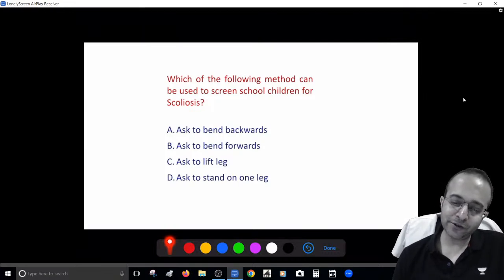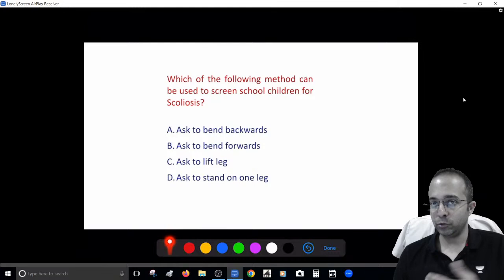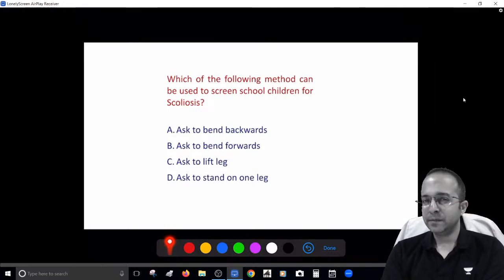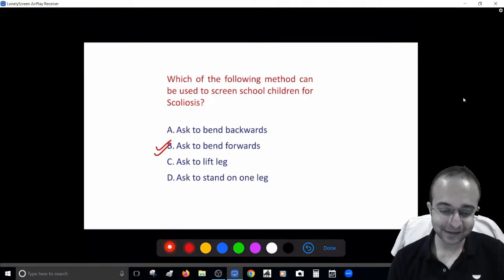So if you have to screen school children for scoliosis, what should you do? What should you ask them to do? Bend backwards, bend forwards, lift the leg, or stand on one leg? How to screen school children for scoliosis, please? Please help me out with this one. B, yes. Ask them to bend forwards.